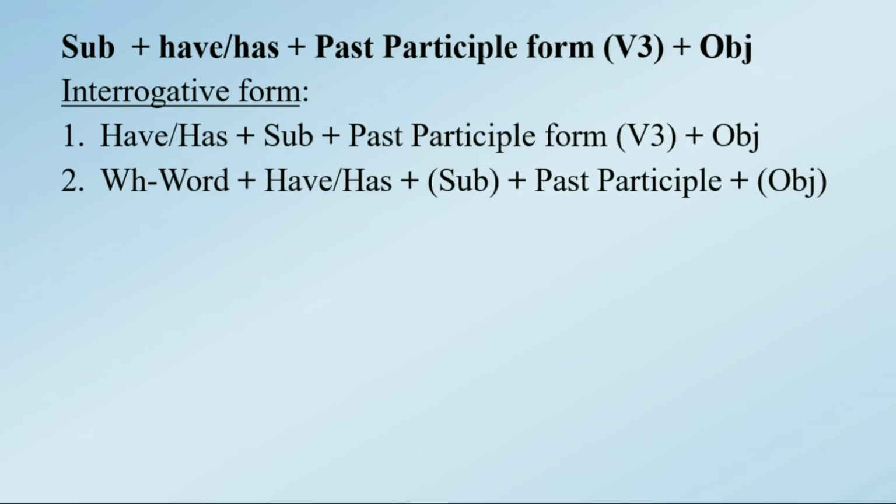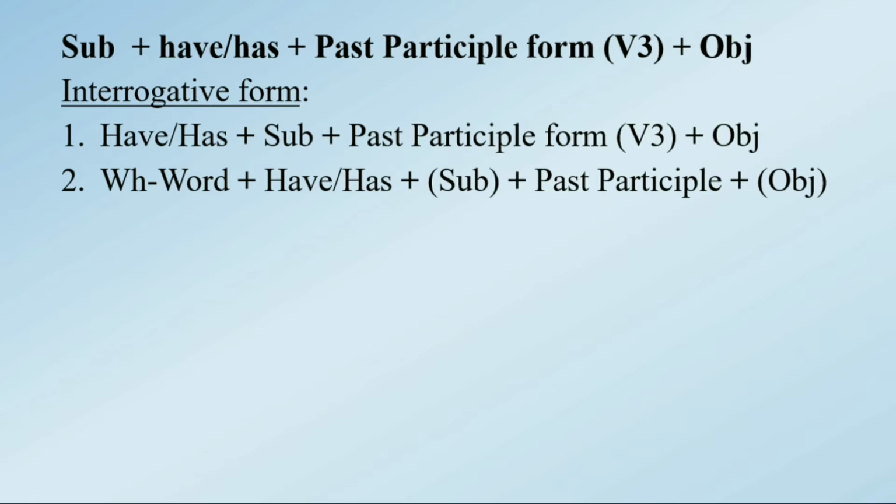So just have or has must be brought to the place before the subject. So the structure is have or has plus subject plus past participle form of verb plus object. So have or has is placed before the subject. That is the only change. Then we get a question form. And of course, the first one is the example for a yes/no question. The second one is the structure of a WH word, that is, an interrogative word question.